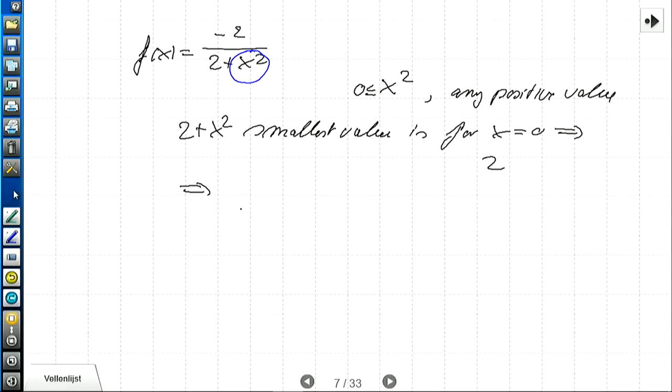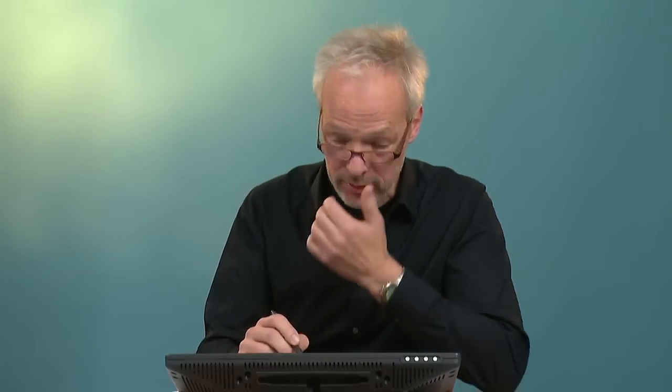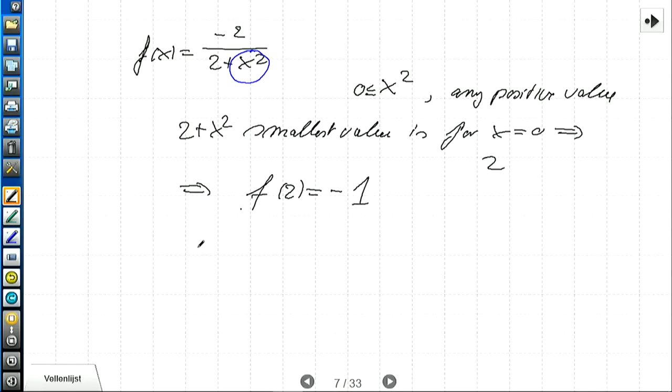So f of 0, I fill in x is 0, and what I get is minus 1. This is certainly a kind of boundary value. The only question is, is it the smallest or the largest value? So let's think about it. What would happen if x would be very big? So if we fill in 10 to the power 100, something very big with many zeros.